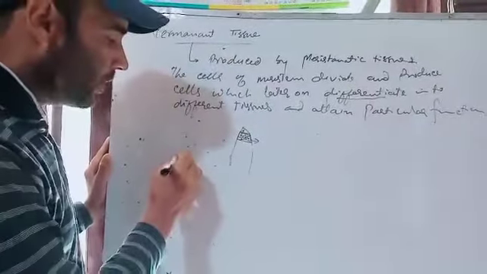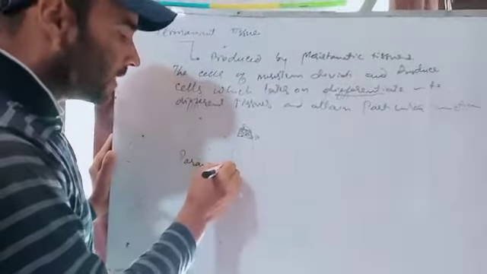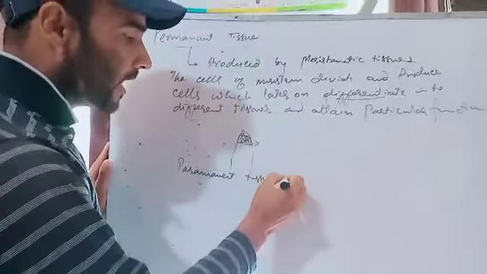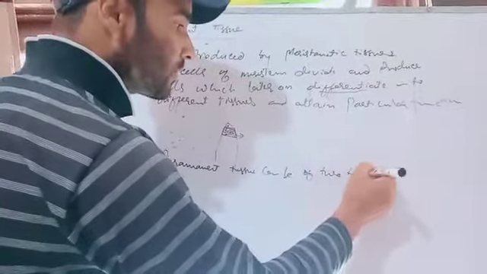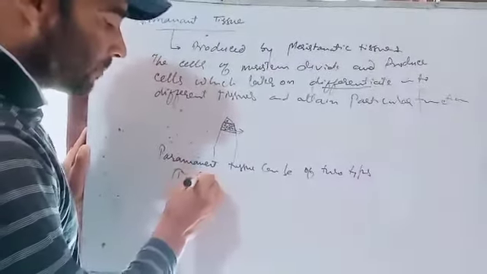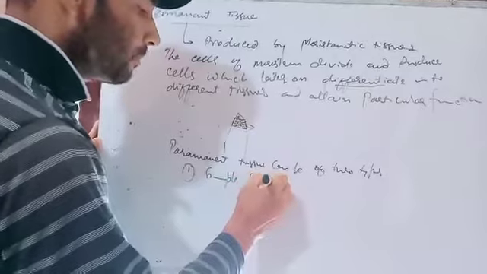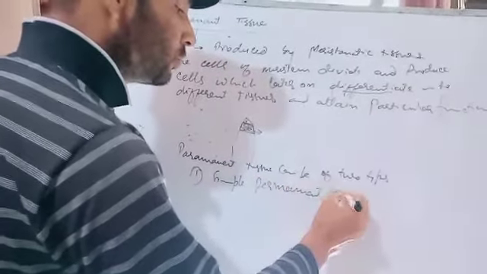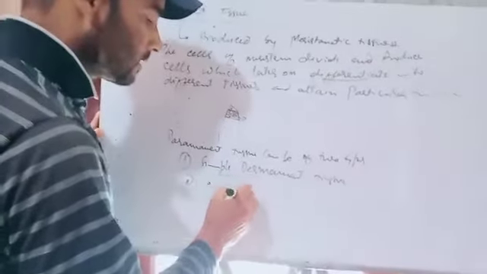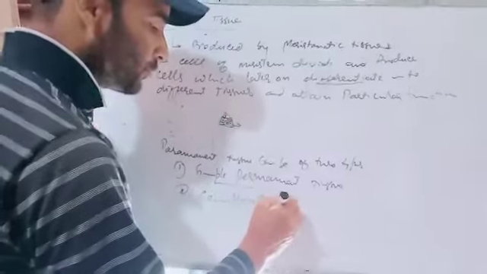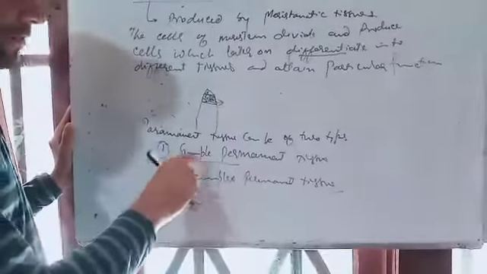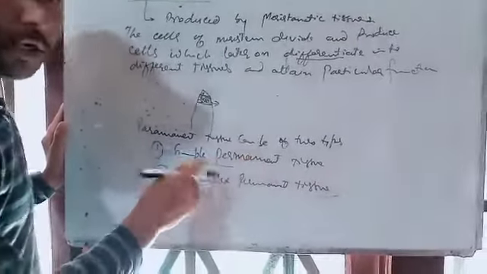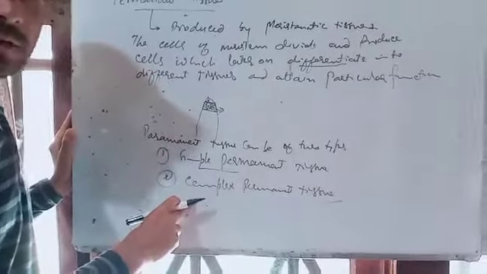Now the permanent tissue can be of two types. Number one is simple permanent tissue, and number two is complex permanent tissue. First we will take the simple permanent tissue, then we will take the complex permanent tissue.